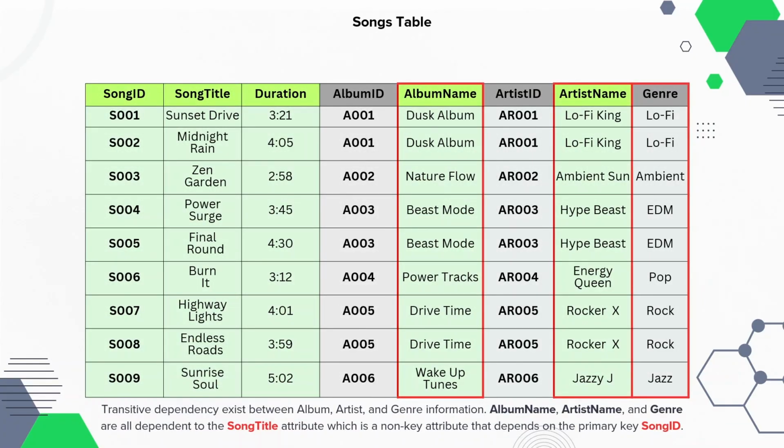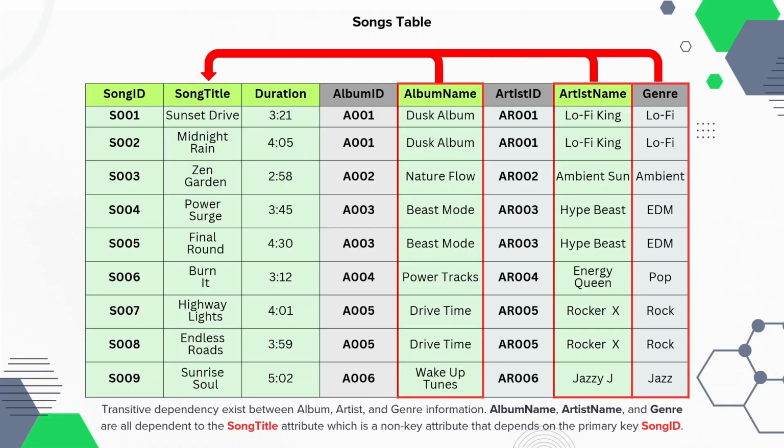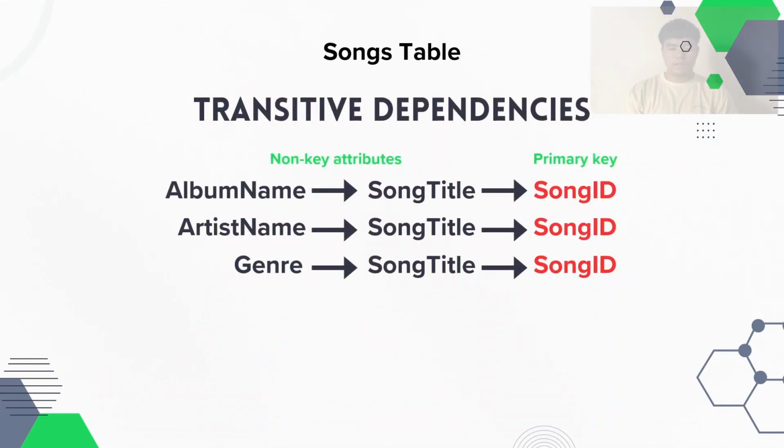In this slide, transitive dependency exists between album and artist and genre information. Album name, artist name, and genre are all dependent on the song title attribute, which is a non-key attribute that depends on the primary key song ID. In the songs table, we encounter transitive dependencies among album, artist, and genre. These details all rely indirectly on song title, which itself depends on song ID. And here are the transitive dependencies within the songs table.